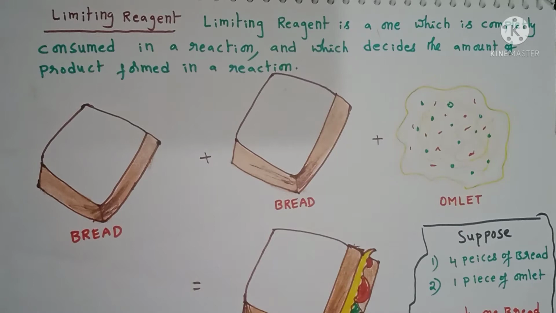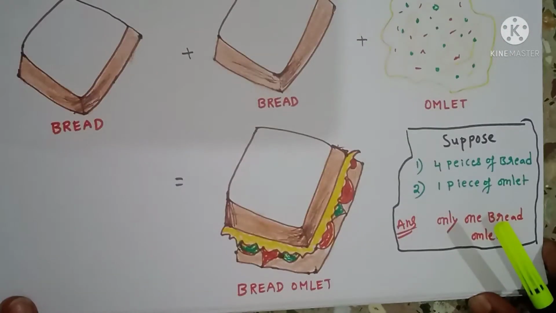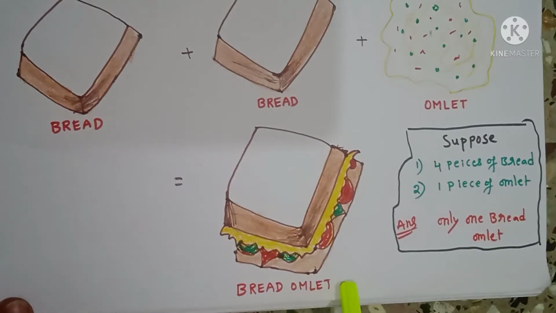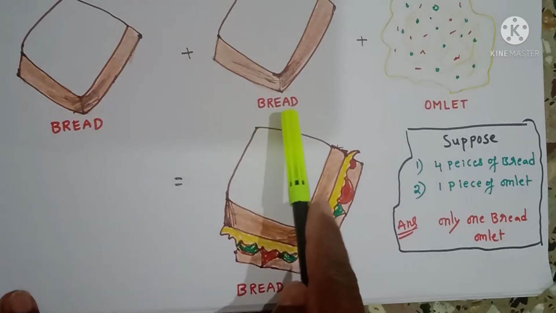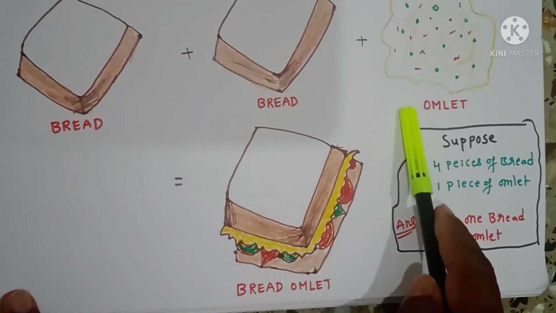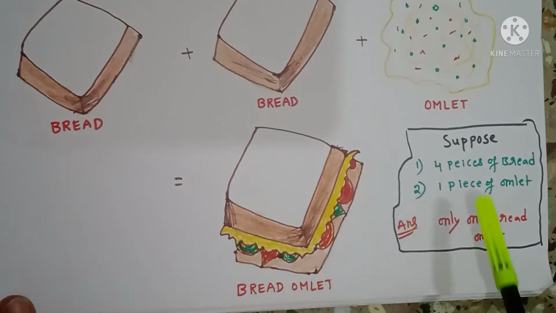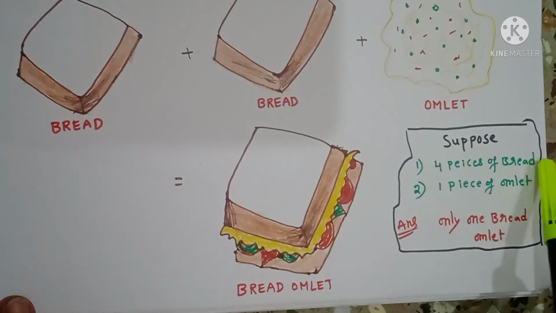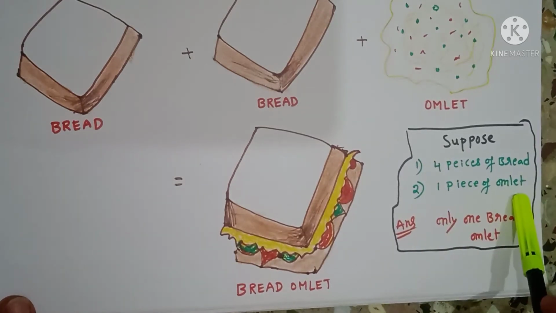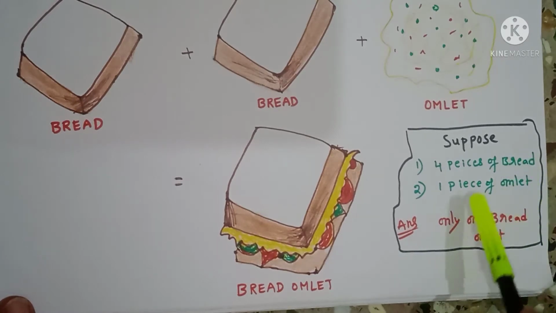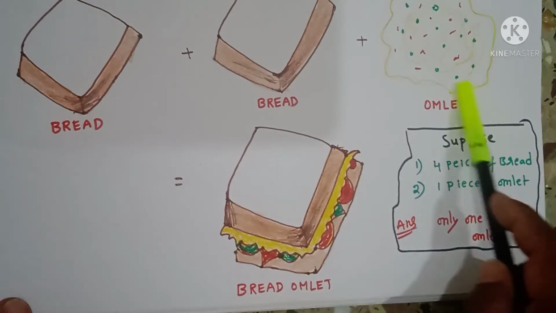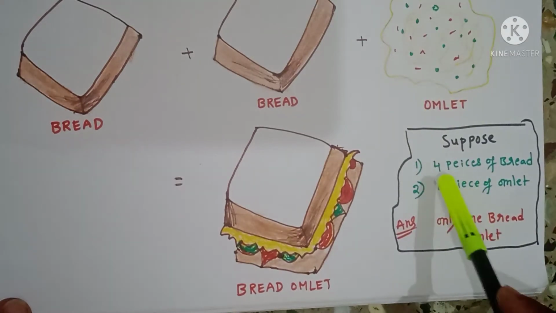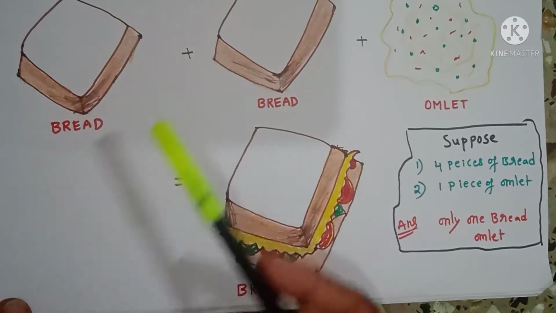Students, today I am going to explain the concept of limiting reagent. I am going to explain this concept by taking the example of a bread omelette. See here, in order to make a bread omelette, I need 2 pieces of bread and 1 piece of omelette. Suppose I have 4 pieces of bread and 1 piece of omelette, with this I can make only one bread omelette because here the omelette is the limiting reagent and bread is the excess reagent.